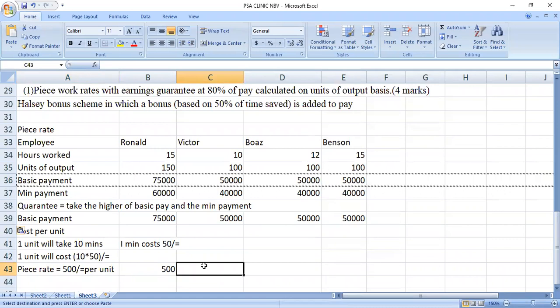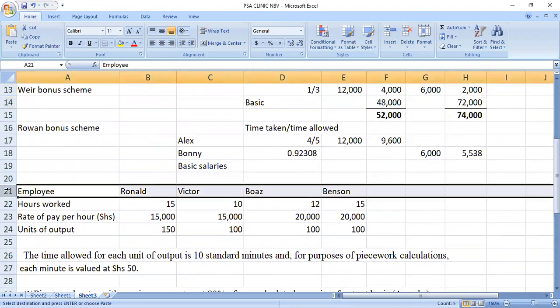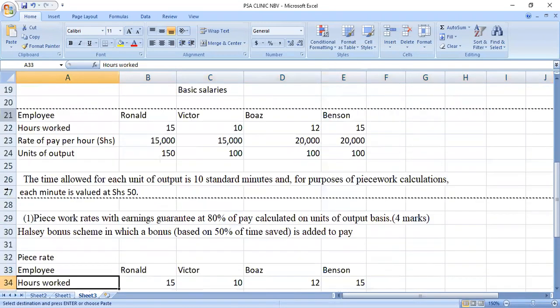So guys, this is how we do piece work. Let's go to Halsey bonus and see how we can go about it. Okay, so for Halsey bonus, as usual, if I just take you back to this information, it's going to be right, as we do Halsey again.